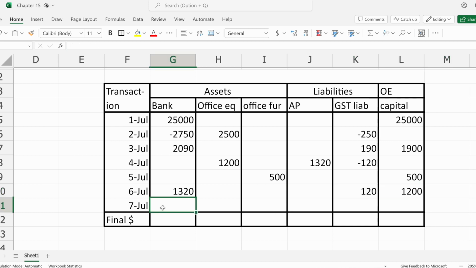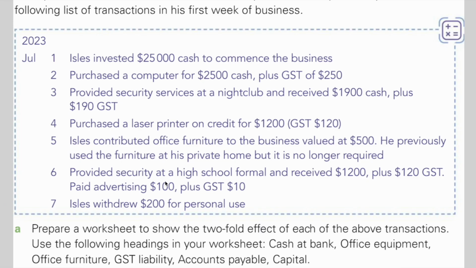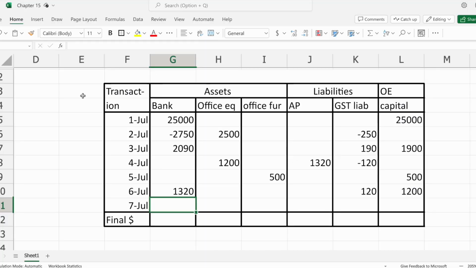So let's do the last transaction. Is this withdrew $200 for personal use? So of course that is a form of owner's equity, and that's affecting the bank because you're lowering the bank by 200 of your business. So that is negative 200 on the bank. And well, you guessed it.